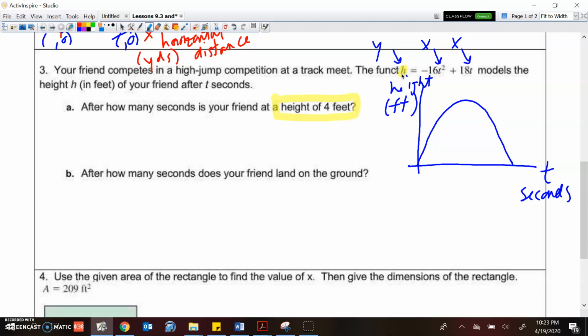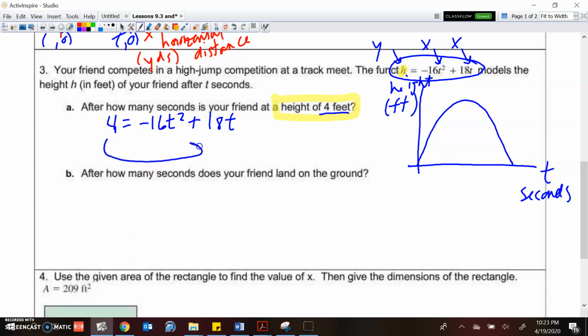So what you're going to do to start this one, instead of h equals negative 16t squared plus 18t, you're going to put 4 equals negative 16t squared plus 18t. I took this function and substituted 4 in place of h, since they say h is 4 feet. Now if you want to solve this, you can't solve a quadratic unless everything's on the same side. So that's what I would recommend.